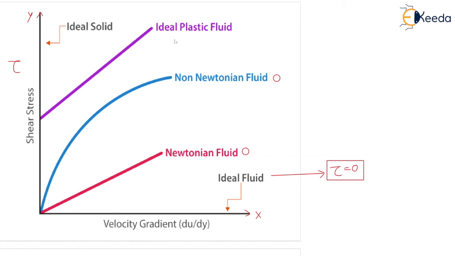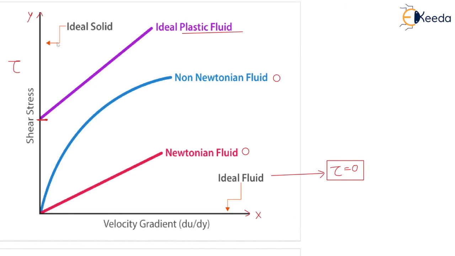Look at the ideal plastic, the fourth one. In the ideal plastic, we have some residual stress already present, correct? This is the characteristic feature of the plastic fluid. There will be some residual shear stress even when the value of velocity gradient is equal to 0. Then also you have some value of shear stress.